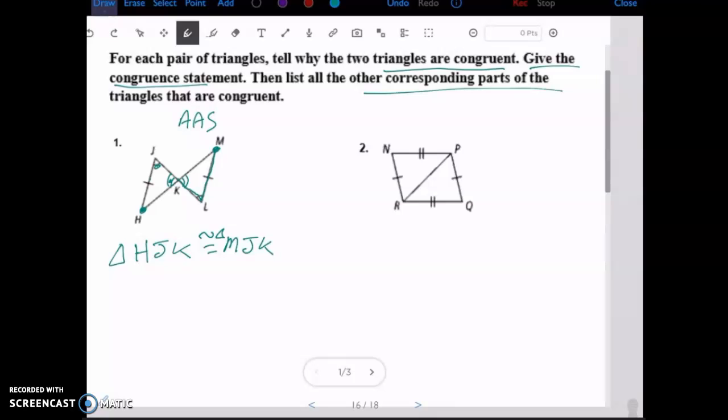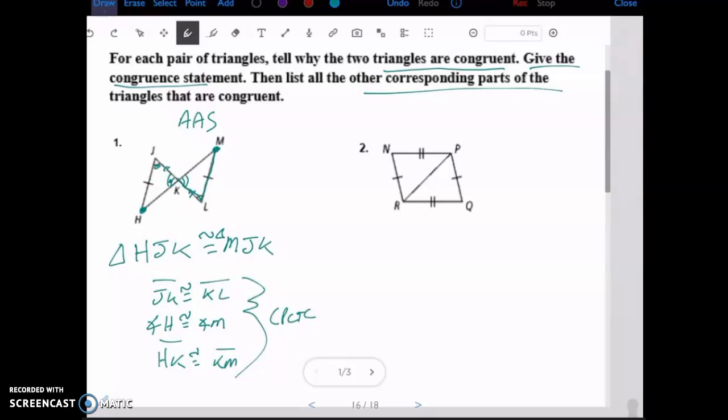I can get JK congruent to KL by CPCTC. I can get angle H congruent to angle M by CPCTC, and I can get HK congruent to KM by CPCTC. Okay.